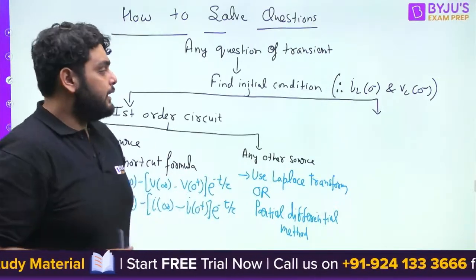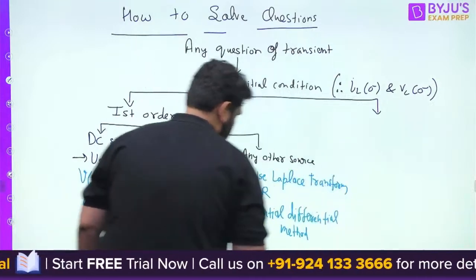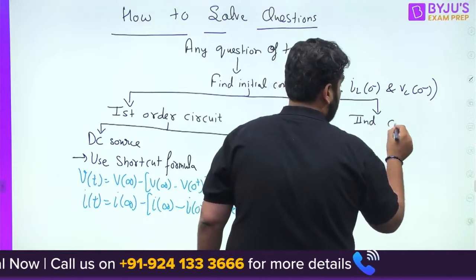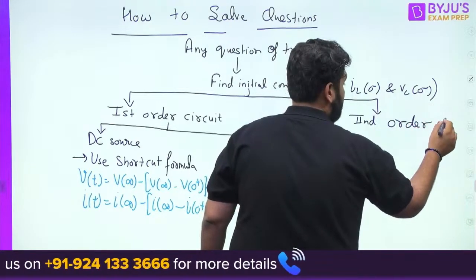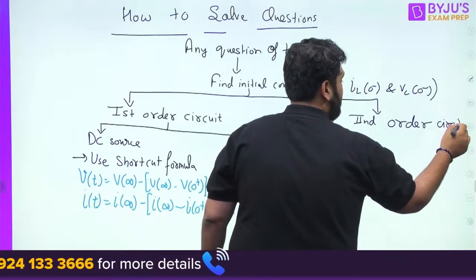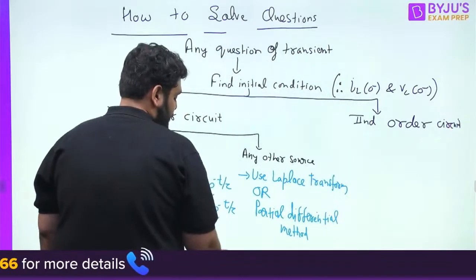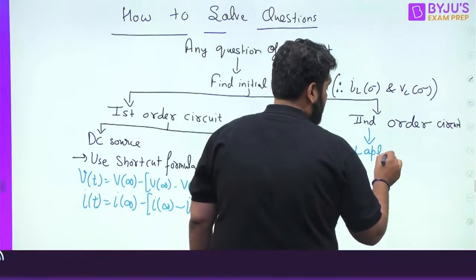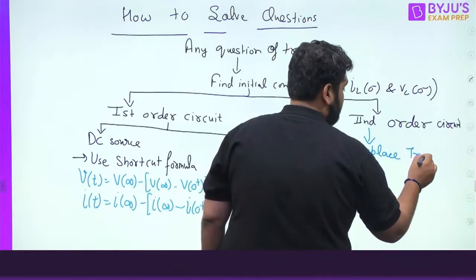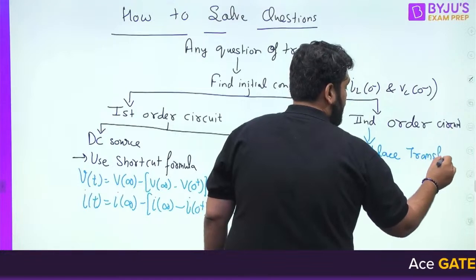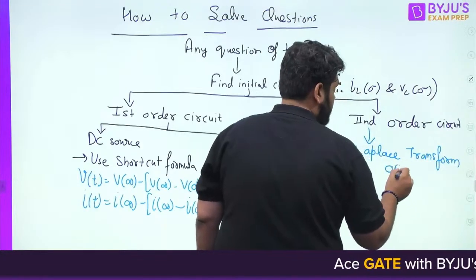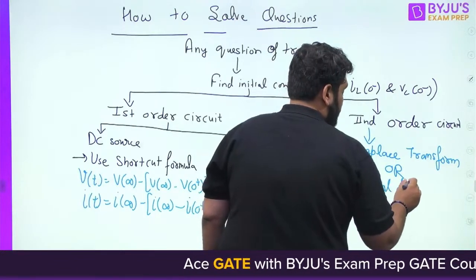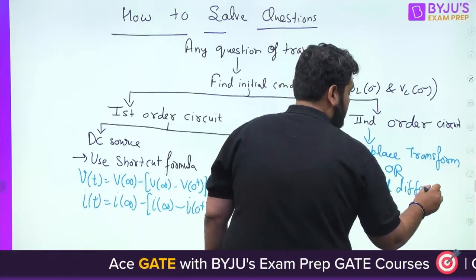Okay. Next, if we have a second order circuit, then again you can either use the Laplace or the partial differential method, but I will advise you to use the Laplace transform only. You have a Laplace transform method, or you can use the partial differential method. So kindly take a screenshot of this particular page.